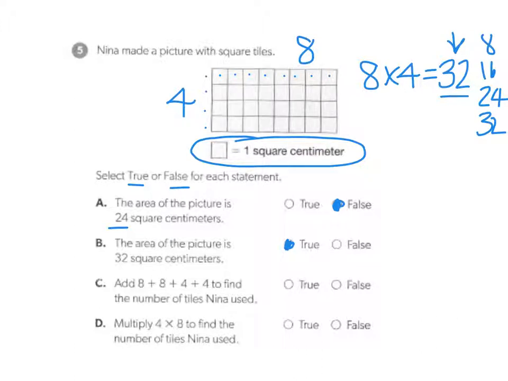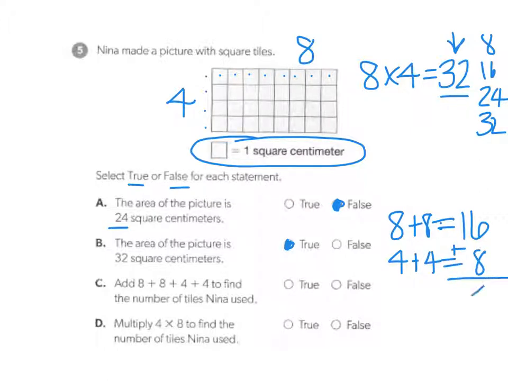Let's look at letter C. It says add 8 plus 8 plus 4 plus 4 to find the number of tiles Nina used. Pause the video while you work and replay when you are ready. So let's do what it says. 8 plus 8, I know, is 16. 4 plus 4 is 8. When I add them together, I get a total of 24. That is not the area, so I know that that is false.